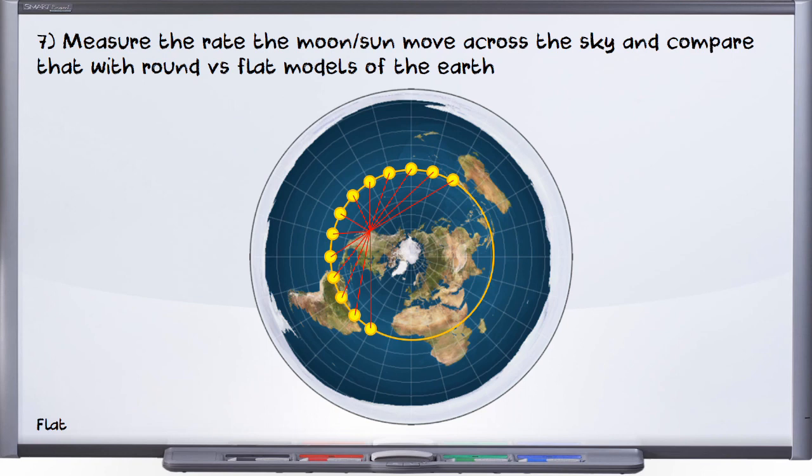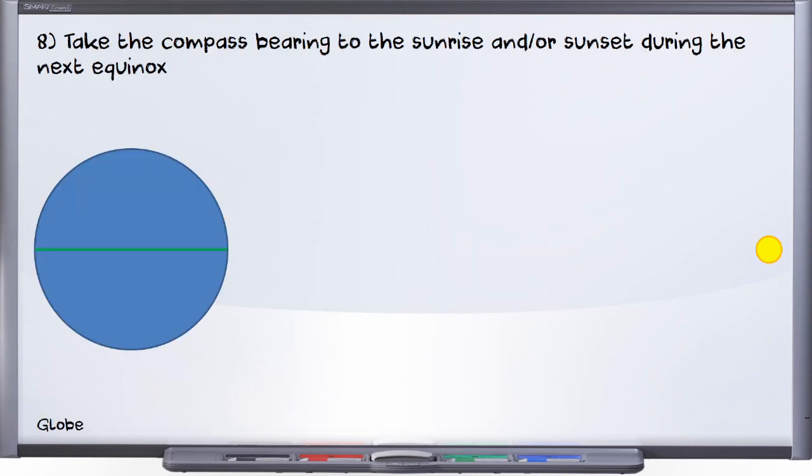So measure that, and if that's what you find, then there's your evidence for that. This diagram sort of leads me into the next idea, which is check out this angle here. Sunrise is here, sunset is there. What's going on with that?